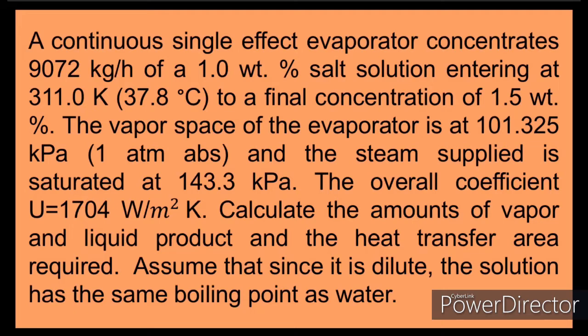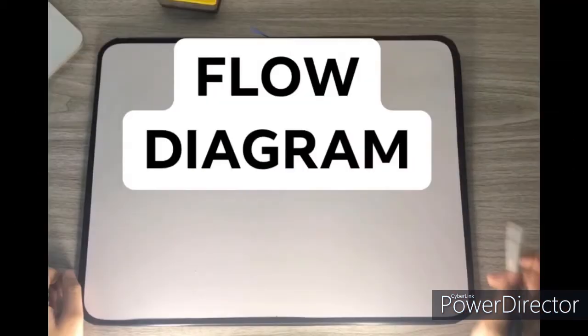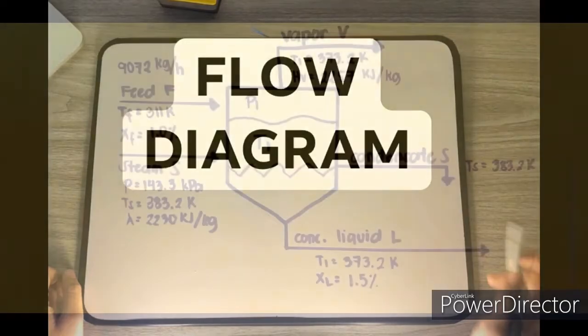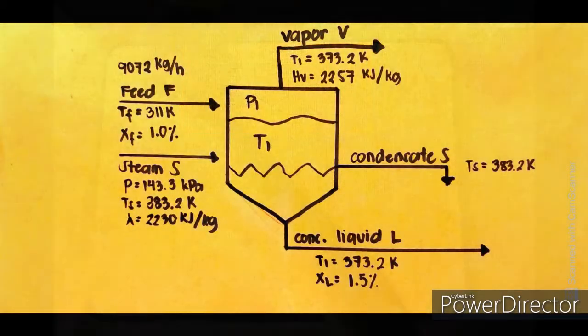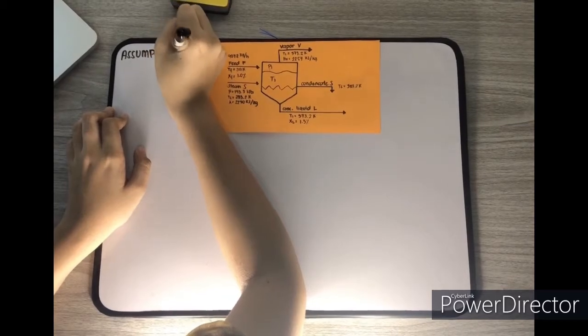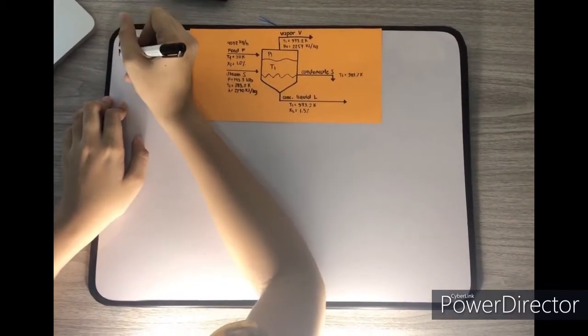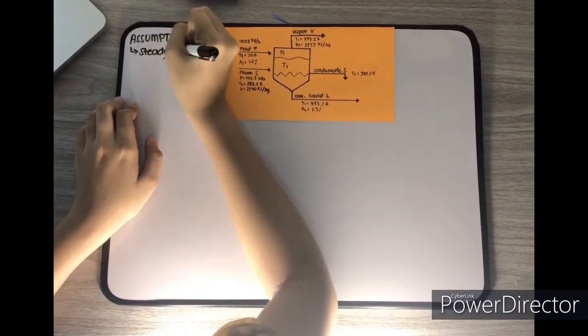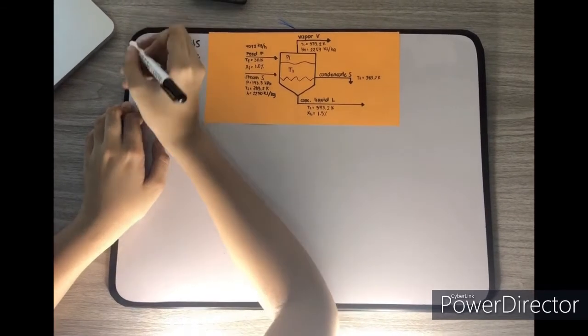Assume that since it is dilute, the solution has the same boiling point as water. In order to solve the problem, we must first construct a flow diagram which will indicate the quantities given and unknown quantities. Here is a flow diagram for a single-effect evaporator. Before solving the problem, it is necessary to make assumptions. For this problem, the assumption is that the evaporator operates at steady state.